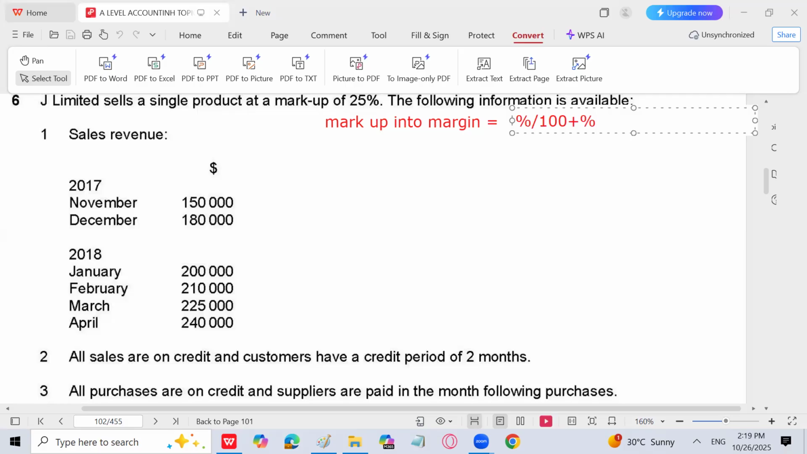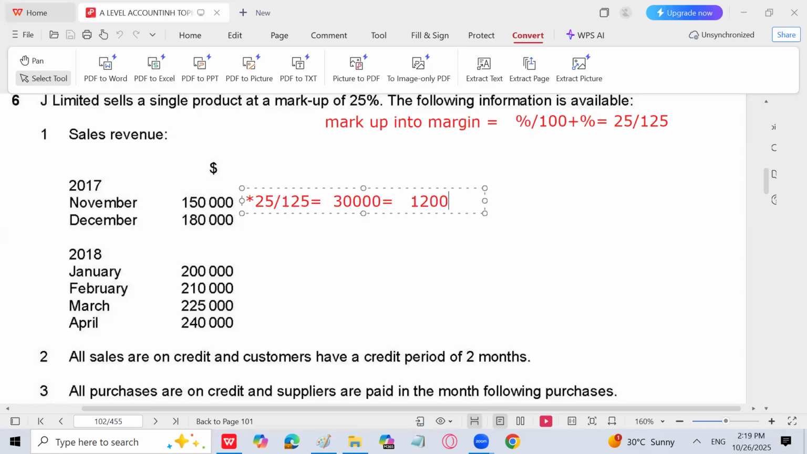So that is going to be how much? 25 over 100 plus 25, that is 25 over 125. Now that is the margin. Now I can multiply 1,50,000 into 25 divided by 125. What is the answer? I'll calculate for you. The profit is going to be 30,000. Now 1,50,000 minus 30,000, we will get 1,20,000. That is the cost of sales for November.